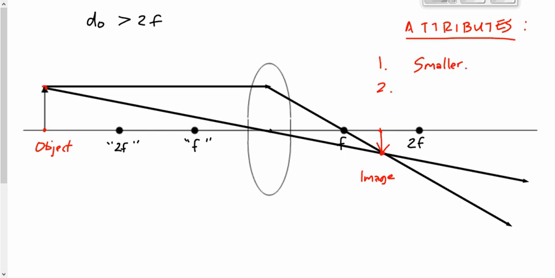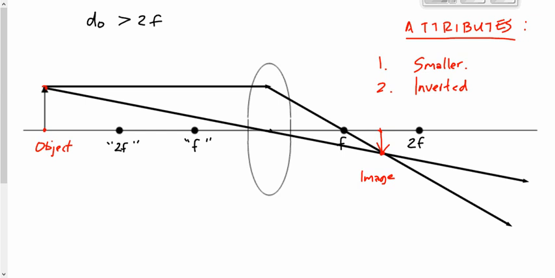The second characteristic or attribute relates to its orientation, whether it's right side up or upside down. My object is right side up, right? The arrow is at the top. My image is going to be upside down because the arrow is at the bottom. So we're going to say that that's inverted. Or you could say it's upside down, whatever.